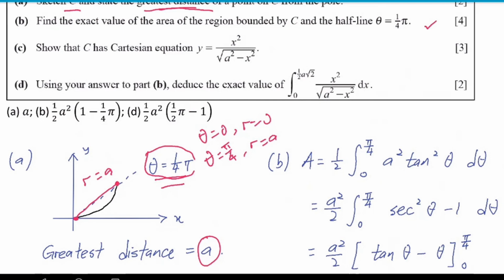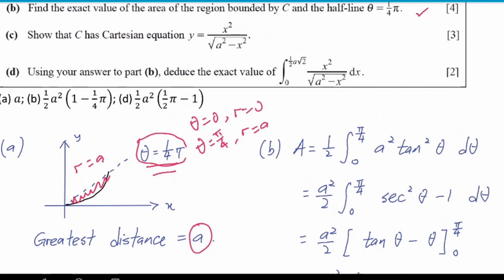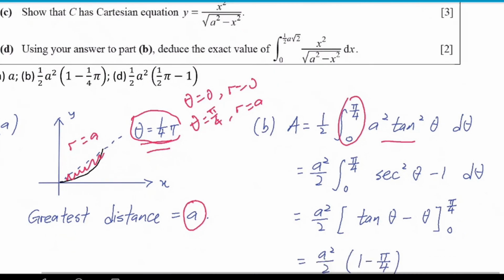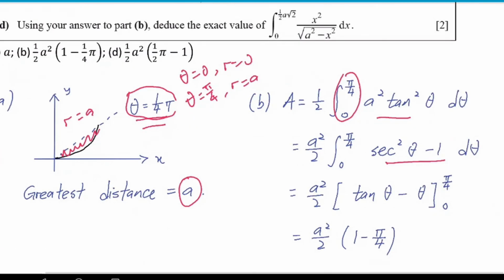Part B, find the exact value of the area of the region. So nothing much about it. It's just to find the area that we see here. It's just to integrate half r squared d theta. So the r here is a tangent theta, so we square that, and integrate from 0 to pi over 4 for the area here. We don't know how to integrate tangent squared, but we can change it to secant squared, and we just integrate accordingly. So we can actually get this value here.